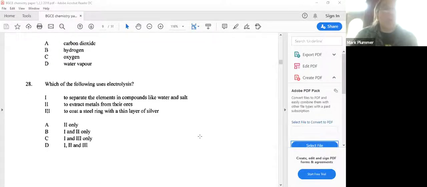Again, there's another point where I can say, learn your chemical processes. In terms of electrolysis, the 2 that you definitely need to know about are the chlor-alkali industry, what happens when you put sodium chloride in water, and also the electrolysis of aluminium, and why electrolysis is used to plate, galvanize and put thin layers of metals on other metals. In this case, steel ring with silver. So learn those processes. Okay. So the answer to number 28 is C, 1 and 3 only.